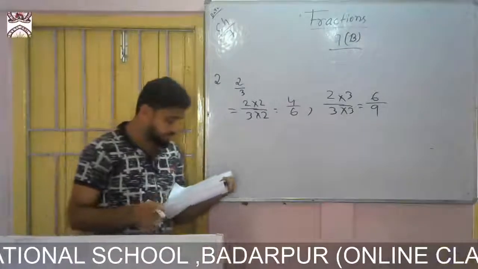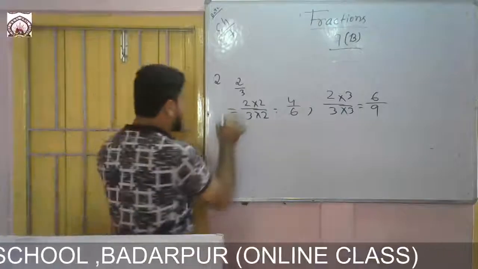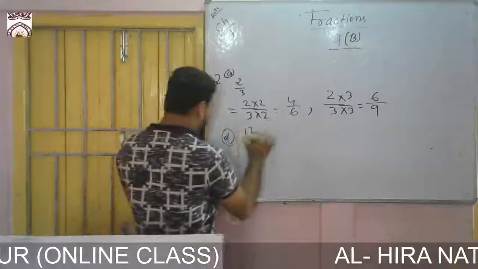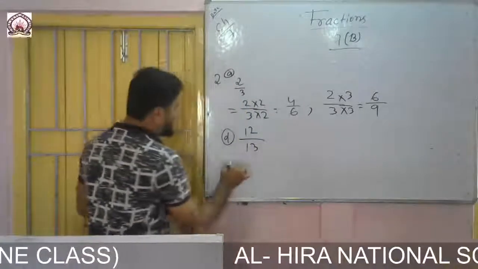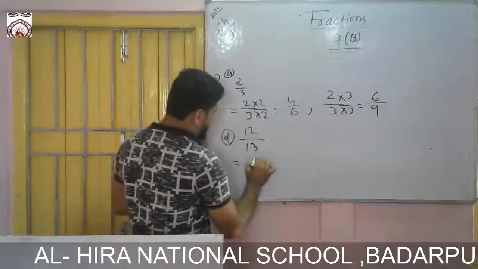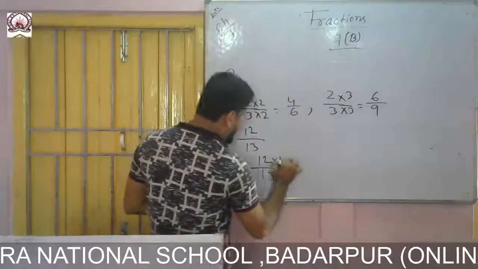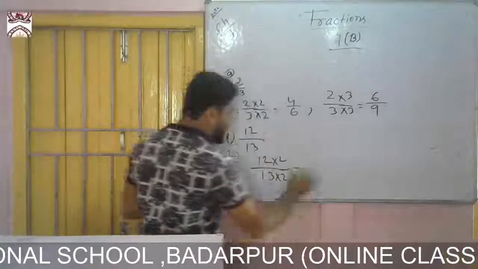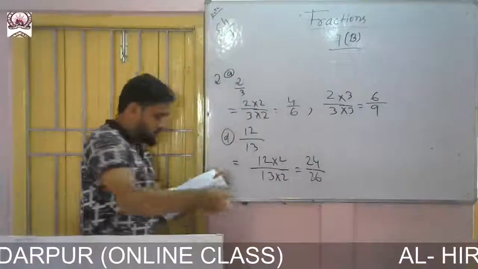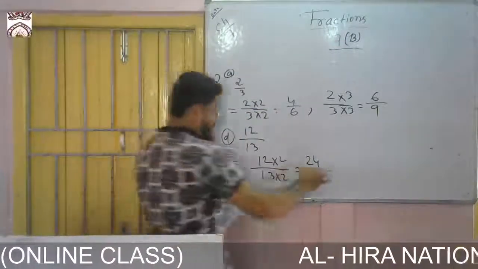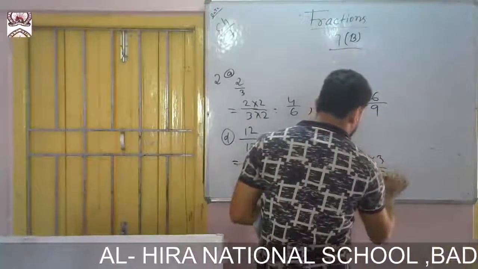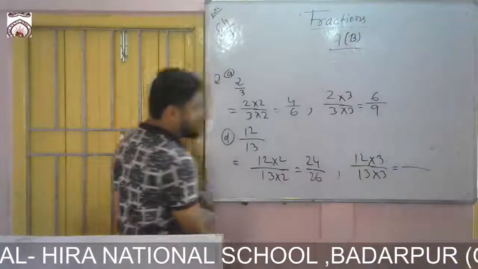Number D, you see now. This one was A. Number D, you see. 12 by 13. So equivalent fractions of 12 by 13 will be: 12 by 13 into 2 into 2. It will be 24 by 26. So one I got. Okay. Now let us write another, 12 by 13 into 3 into 3 by multiplication. So for that reason I am multiplying and writing.